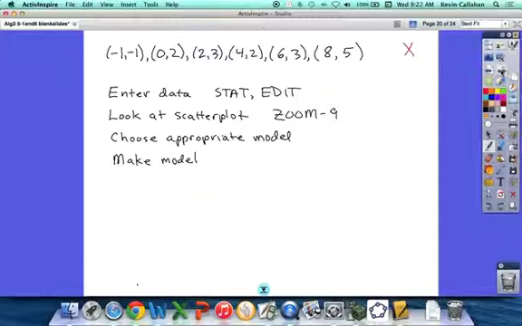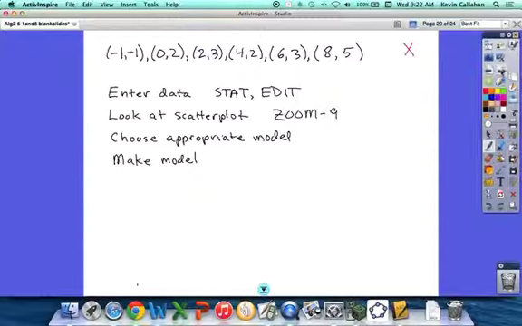How are we doing? Calculate. That looks right. Did you put in the data? Stat. Edit. -1, 1, 0, 2. You don't have the data there, right? You got like 0, 0. That's not one of our points. That looks good. Go ahead and make your model then. No, but now you have to do the stat, calc, and then pick the right function.